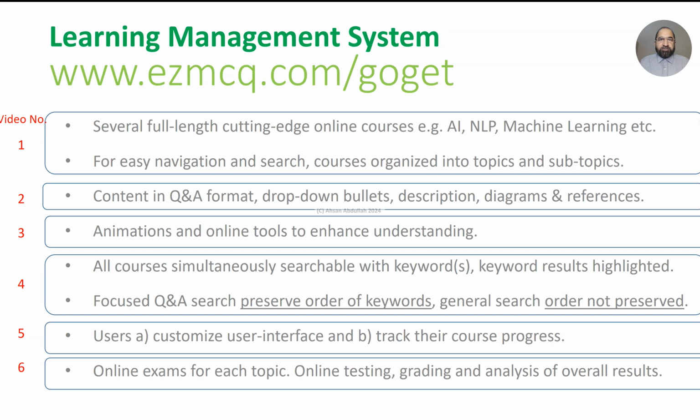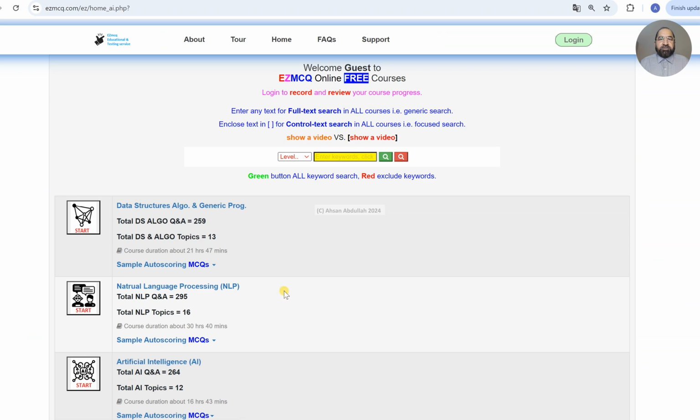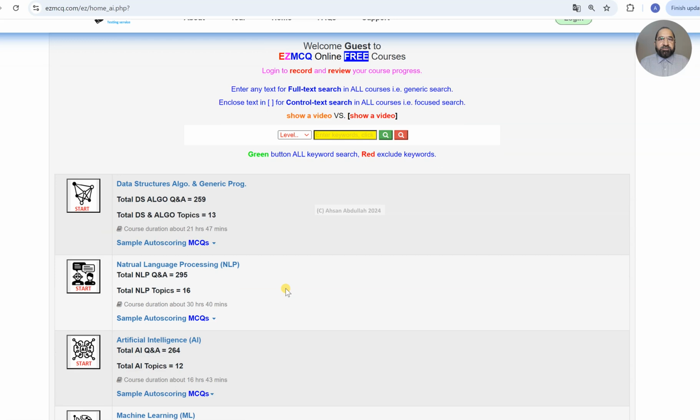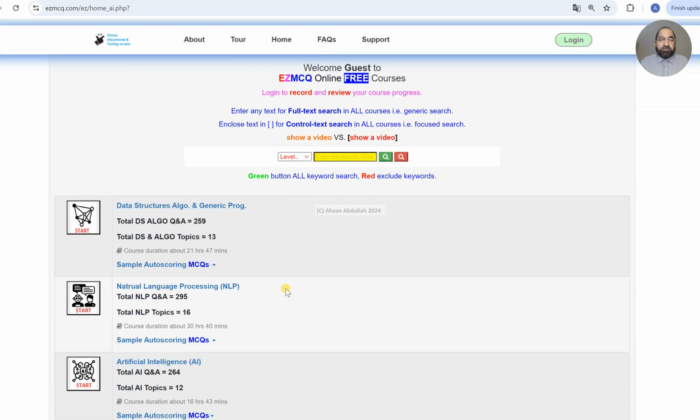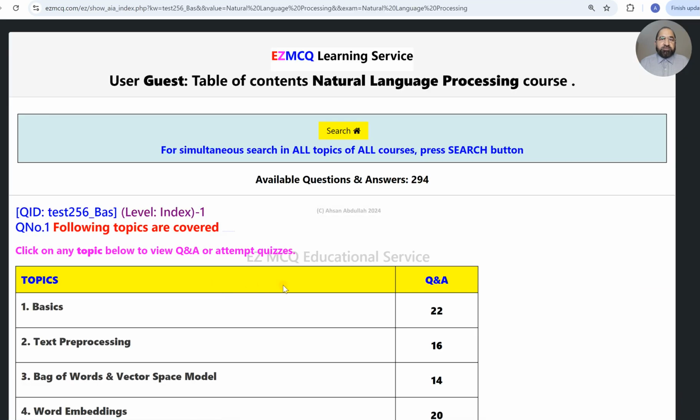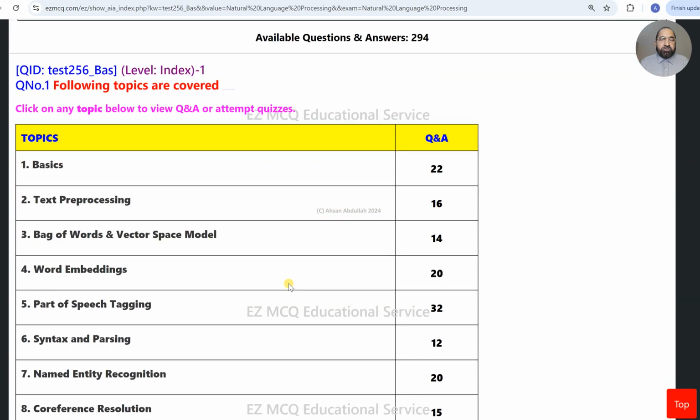So now we move on to the supplemental website. This is the supplemental website, and as you can see, there are quite a few cutting edge courses, with a lot of market demand, like artificial intelligence and machine learning. Core computer science courses are also here, like data structures and algorithms and so on. But the focus of this lecture is natural language processing. So we go on to natural language processing, and as you can see, there are 15 topics, and the questions and answers for each topic are listed against it.